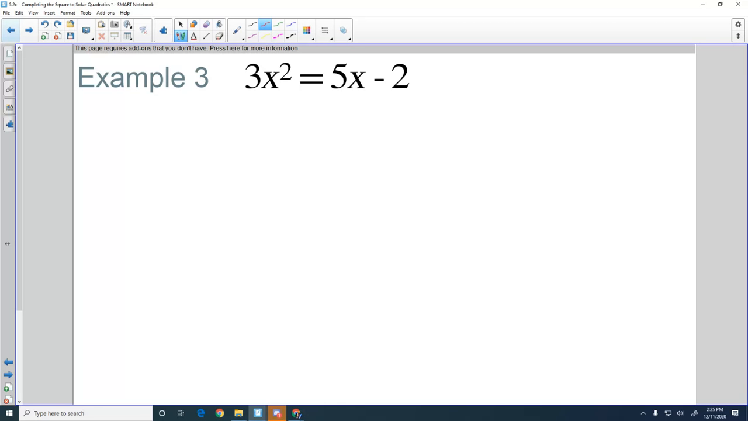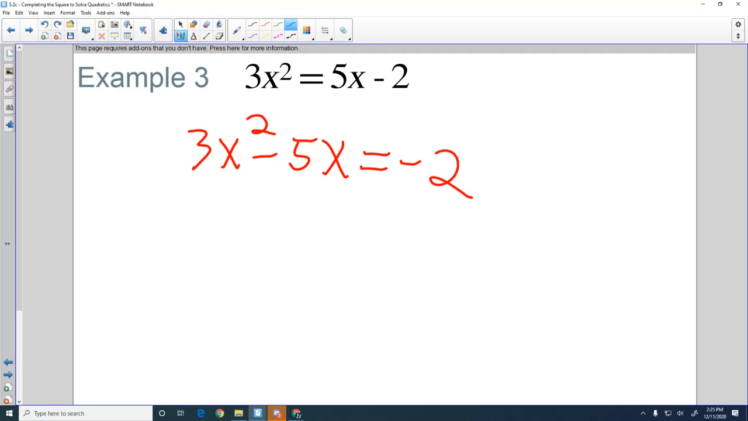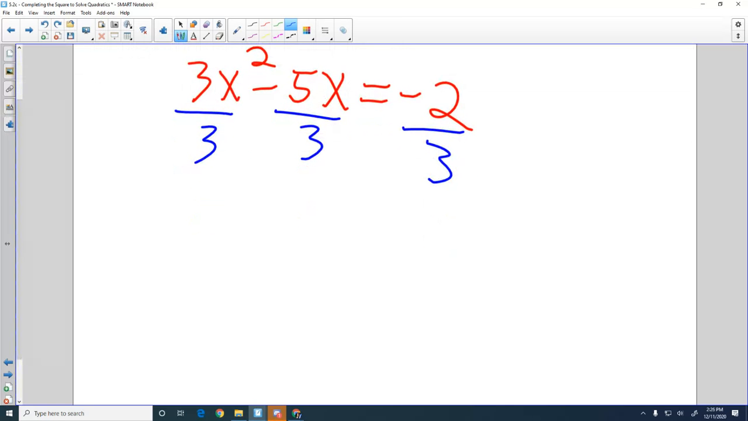So we want the x's on the same side, don't we? So 3x squared minus 5x equals -2. All I did is I subtracted 5x from both sides. Can't have that 3 there, so divide everything by 3. Did I really give you more fractions? Gross. X squared minus 5/3 x equals -2/3.